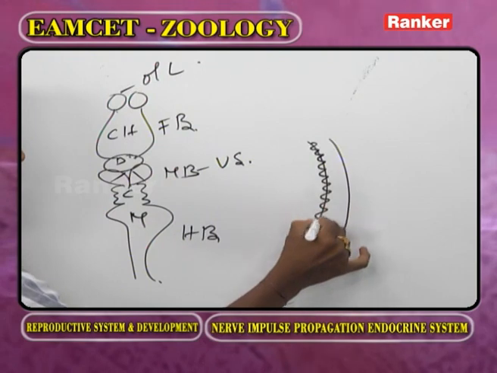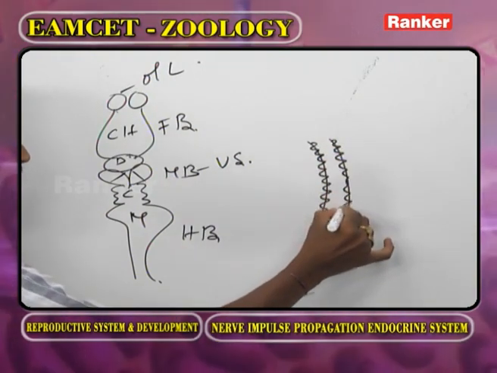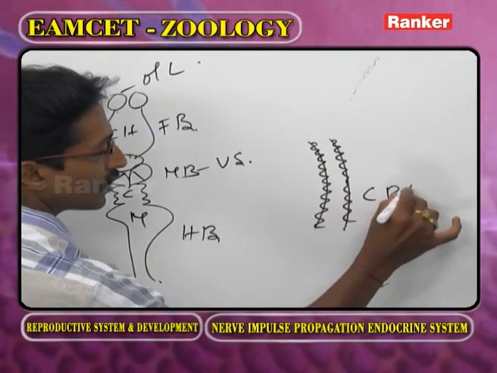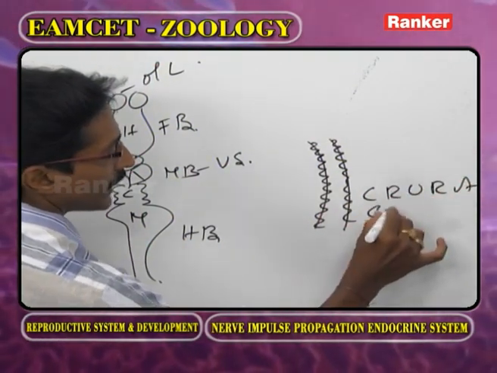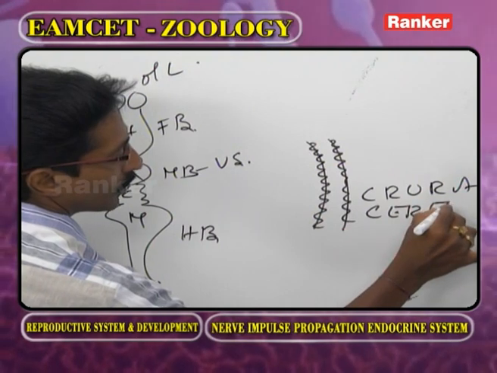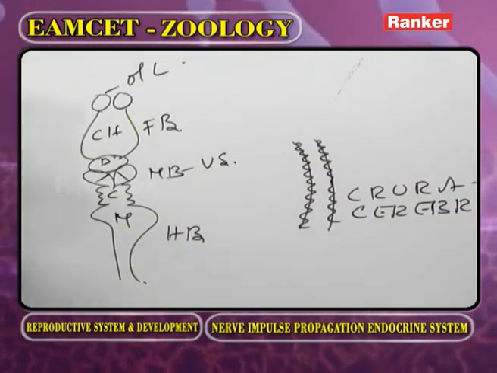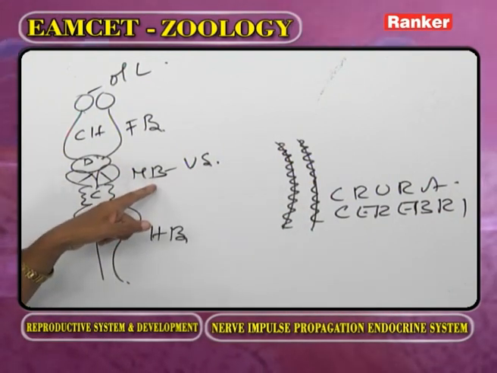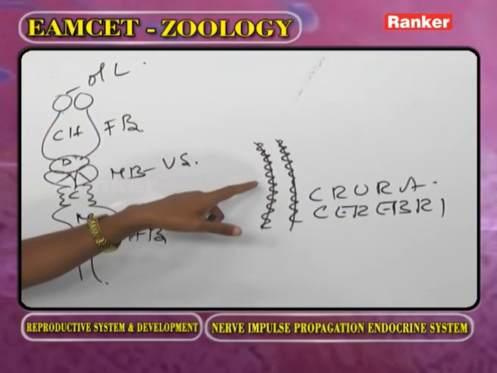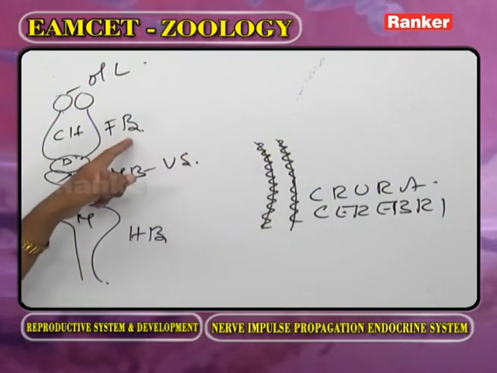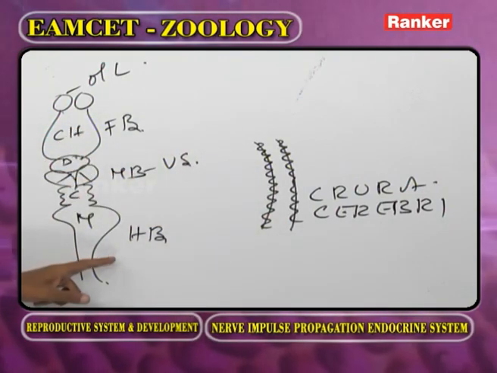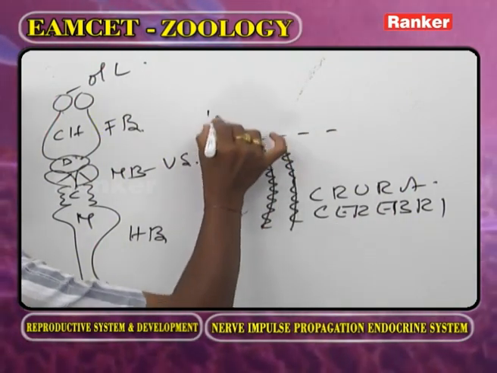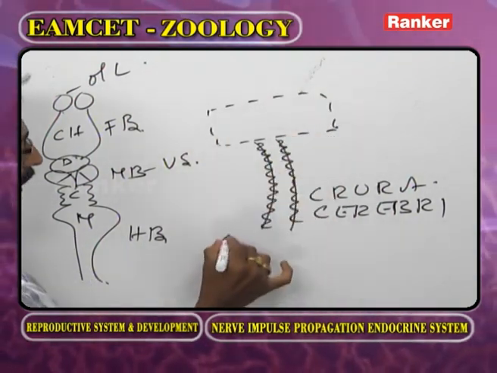On the ventral side of midbrain, two longitudinal nerve tracts are present, called crura cerebri. The crura cerebri are present on the ventral side of midbrain. The crura cerebri connects forebrain and midbrain ventrally. So the ventral side is indicated by dots.